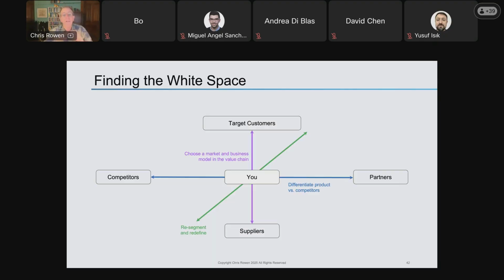And in fact, the job that you have in positioning, in discovering a strategy, is often one of figuring out where's the white space. If you think about that value chain and you look horizontally, what are my competitors and my partners doing? Or you look vertically at your suppliers and your target customers, you can often adjust left and right and up and down where exactly you're going to fit in to find the place which is least heavily occupied.